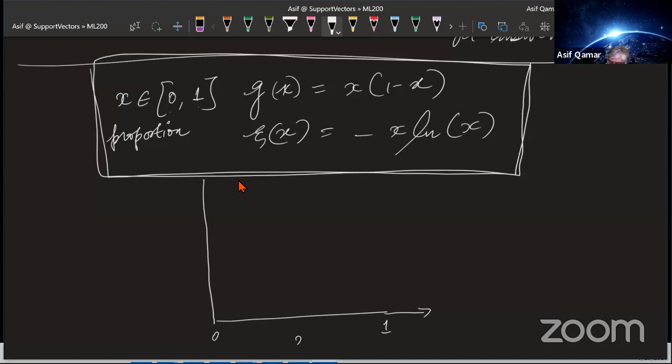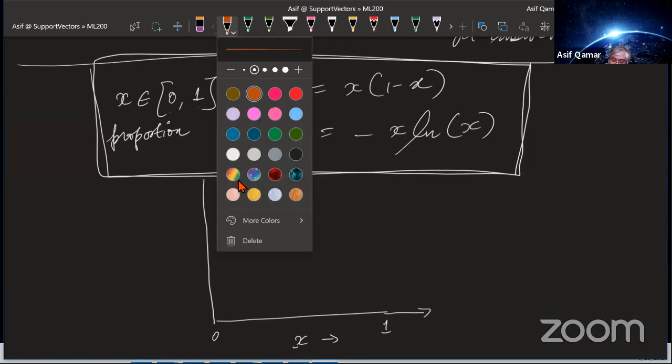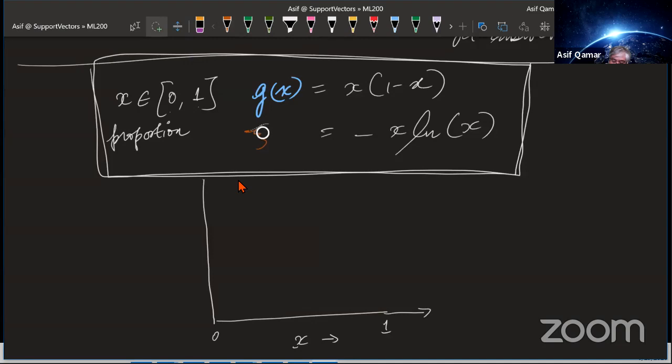So let's take the unit interval from 0 to 1. And here I'll go very slowly, guys. If you don't understand, please do stop me. Let me draw. This is the x-axis, and let me draw G with different colors. I will use blue for G, and I will use this color for entropy. Let's make it a little bit thicker. Okay, much better. Are we together? So let's see how this behaves.